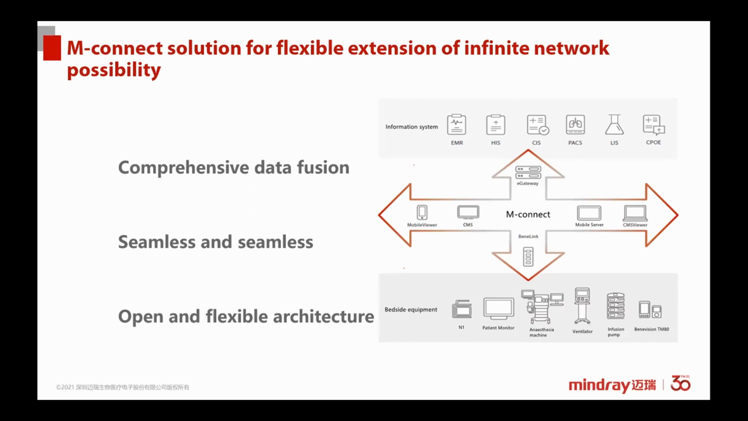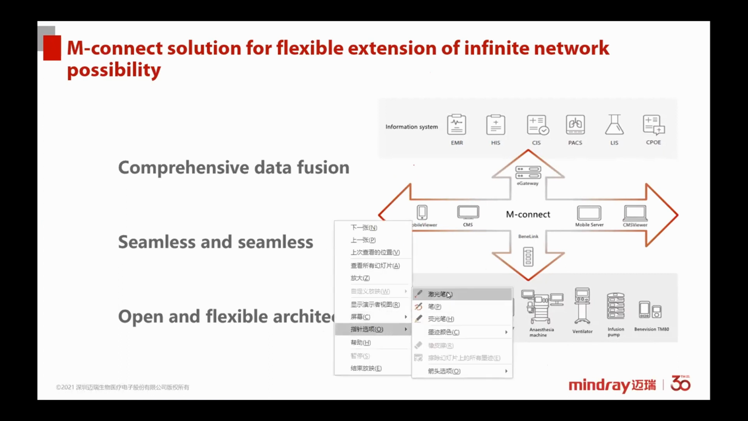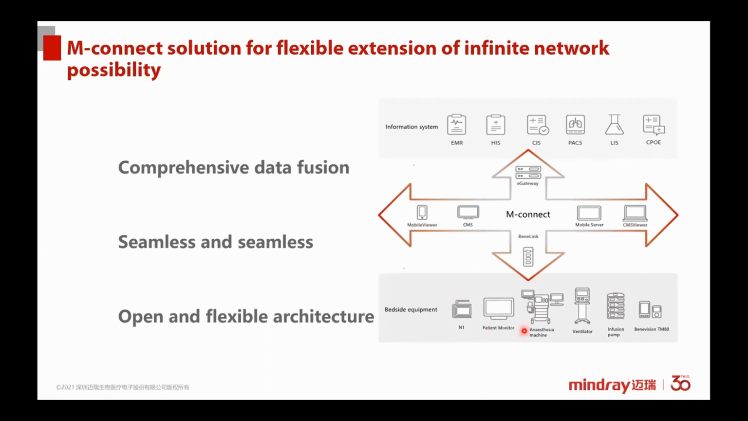In summary, there is a horizontal and vertical relationship between the information system and the equipment. Okay, so first line is what we call the bedside equipment. For example, we can have the N1 transfer patient monitor, also normal patient monitor like, for example, our N70, N15, and also sometimes we have the anesthesia machine, ventilator, infusion pump, or even the TM80, the telemetry. This is the bedside equipment.